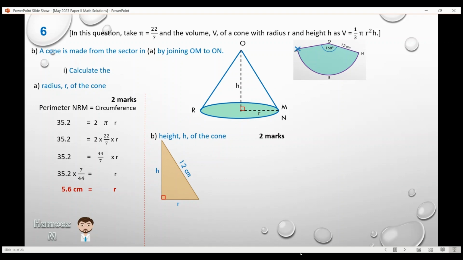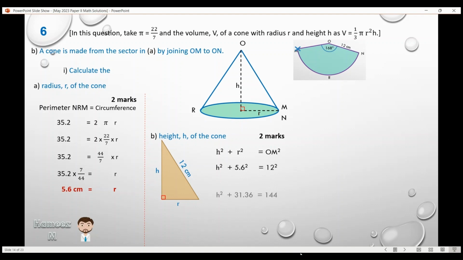We know 12 centimeters. We know R from part A, it's 5.6. So if we know two sides of a right angle triangle, can we find the third side? We can, by using Pythagoras' theorem. So let's bring that up. H squared plus R squared is equal to OM, the hypotenuse, squared. Let's now substitute: H squared plus 5.6 squared is equal to 12 squared.